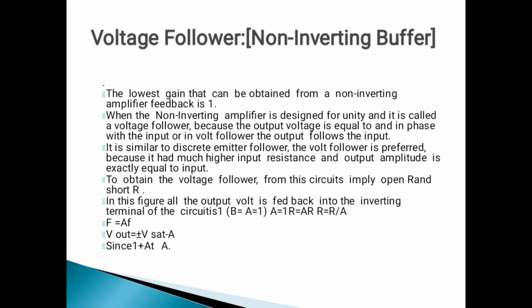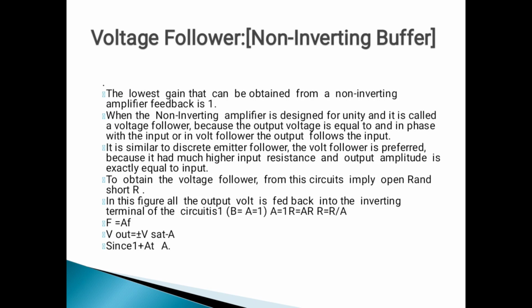Voltage follower, non-inverting buffer. The lowest gain that can be obtained from a non-inverting amplifier with feedback is 1. When the non-inverting amplifier is designed for unity gain, it is called a voltage follower because the output voltage is equal to and in phase with the input voltage. It is similar to the discrete emitter follower.